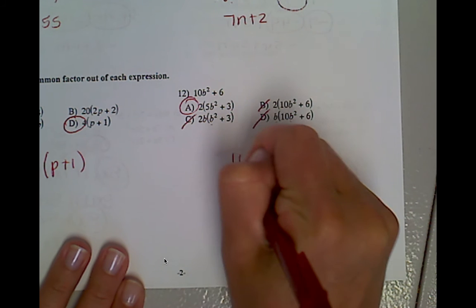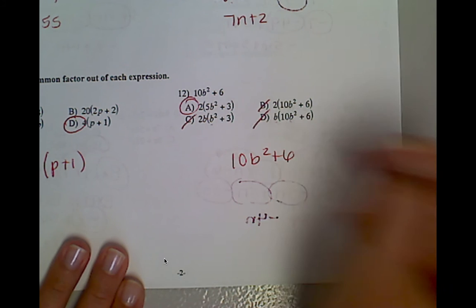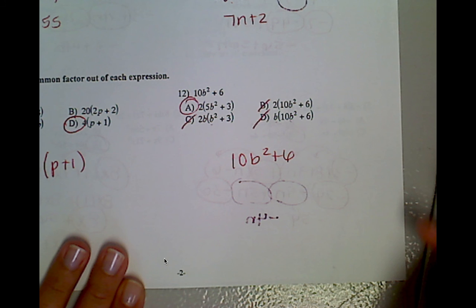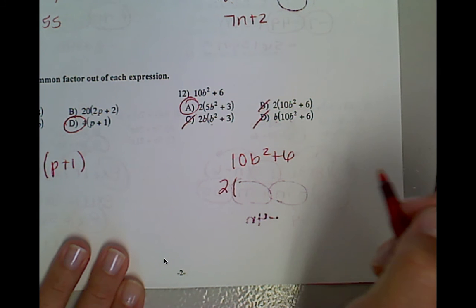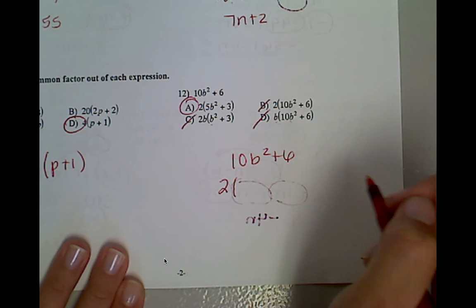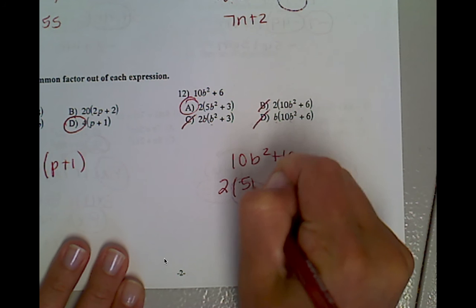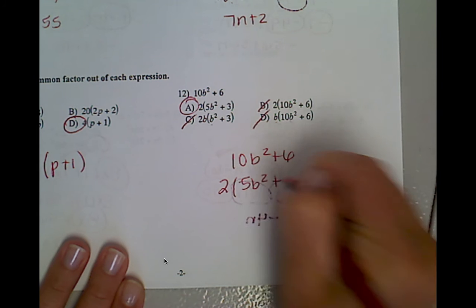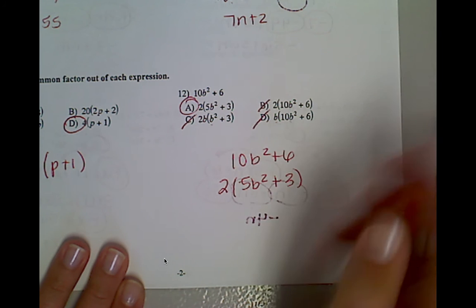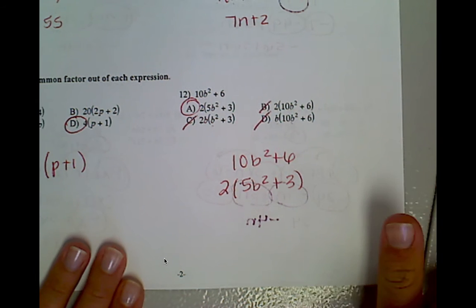Okay, 10b squared plus 6, they're both divisible by 1 and 2. The bigger one between those two is 2. They do not both have a variable, so we can only factor out a number. 2 times 5b squared would give you that one, and 2 times 3 would give you 6, which is also option A. Okay, let's go to page 3.